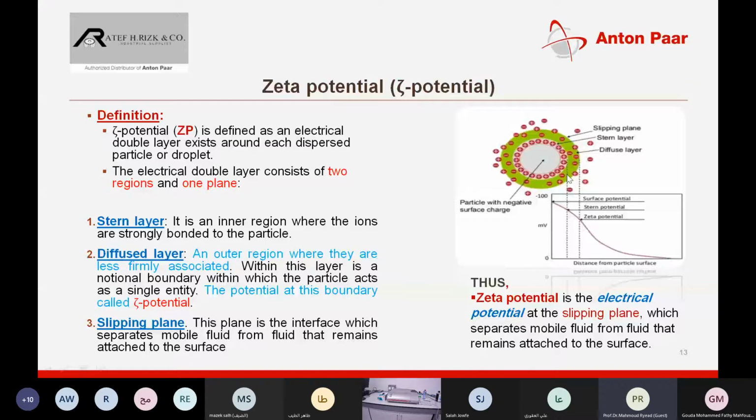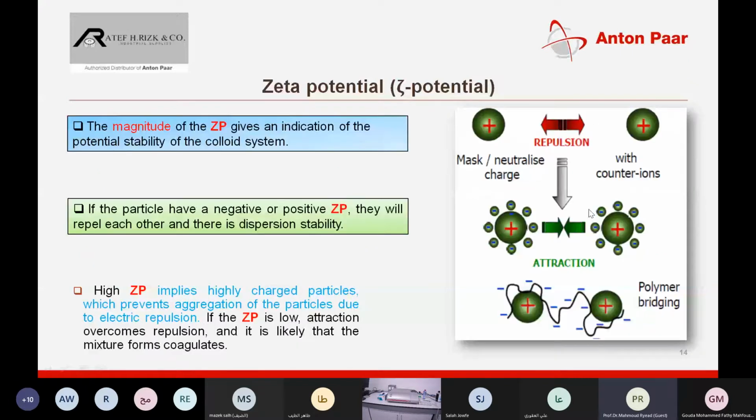The magnitude of zeta potential gives an indication of the potential stability of a colloidal system. If the dispersed droplets have a negative or positive value, they will repel each other and there is separation stability. So, a zeta potential with a value less than negative 30 or higher than positive 30 gives a stable emulsion.